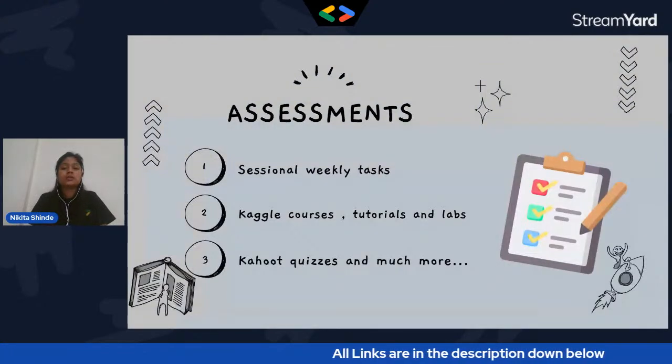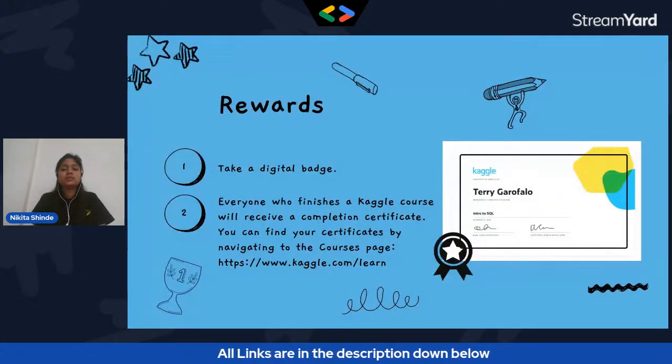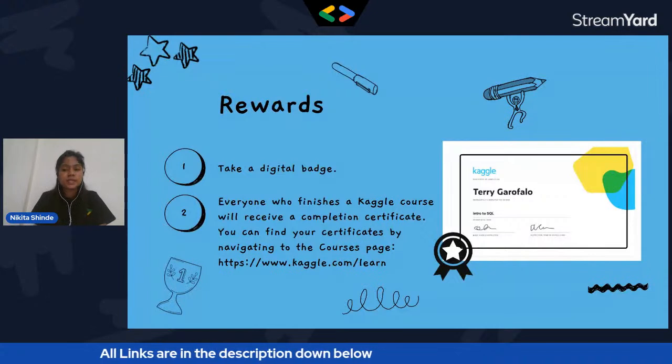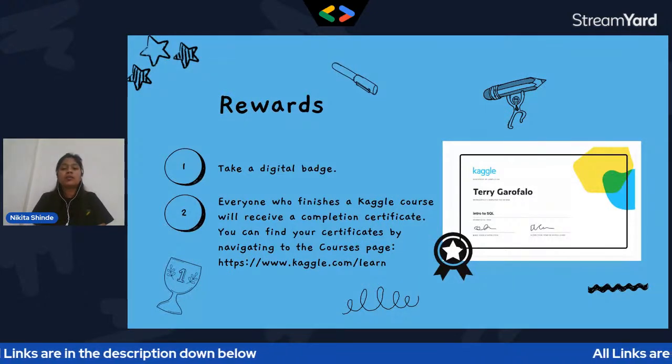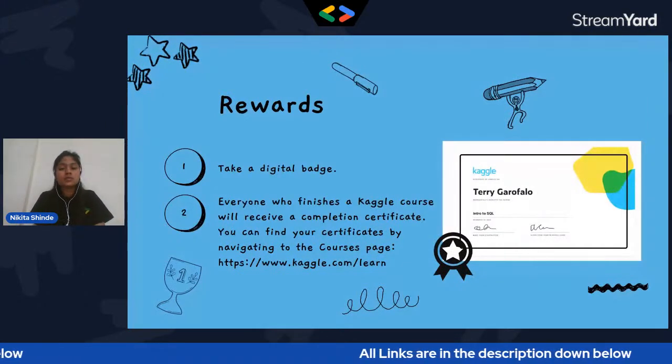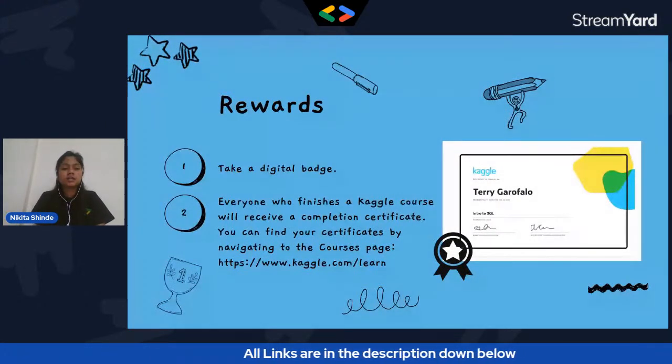Rewards for you: those participants who download and contribute to the special link for Crowdsource are awarded some digital badges, and everyone who finishes Kaggle courses will receive a completion certificate.